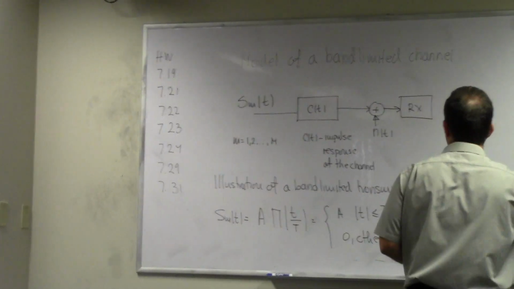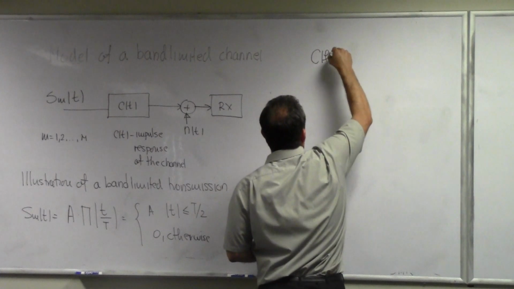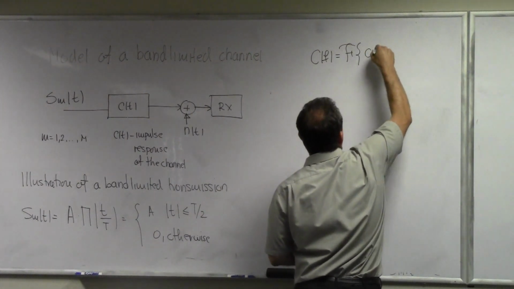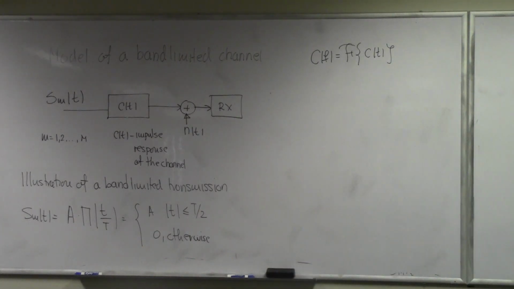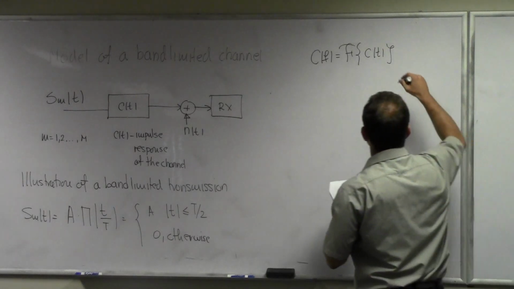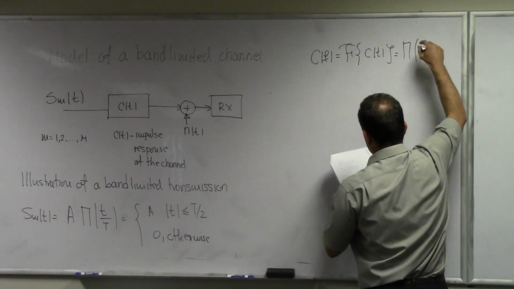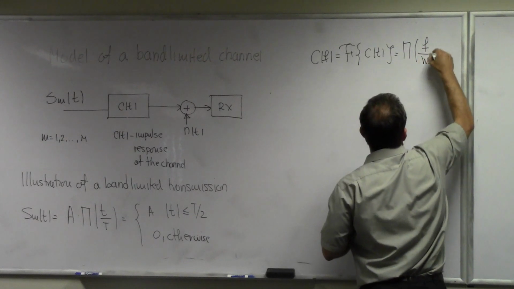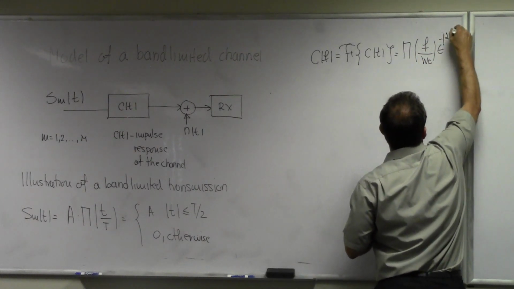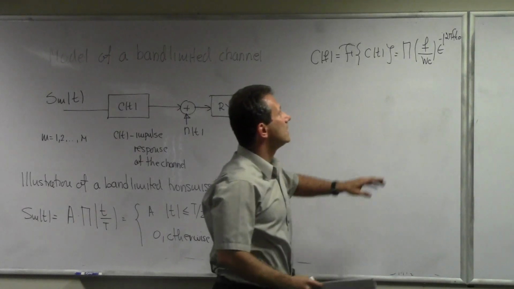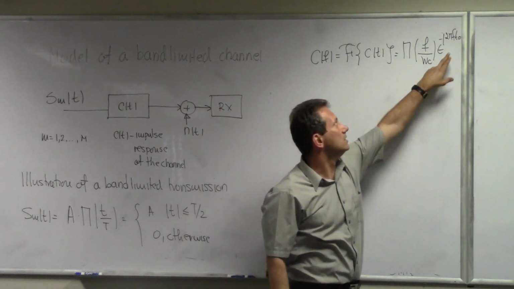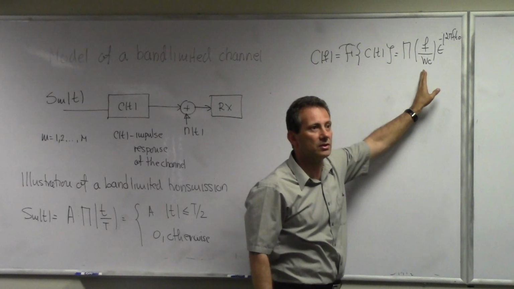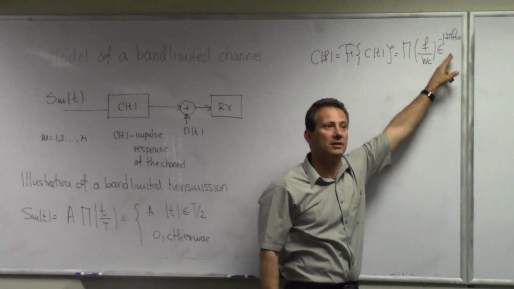Now, I'm going to say that C(f), which is my Fourier transform of c(t), if c(t) is an impulse response, what is C(f)? The frequency response of the channel, the associated frequency response. And I'm going to say that this is equal to Π(f/W_c) e^(-j2πft_0). So it is an ideal low-pass filter, right? It has a bandwidth of W_c, and it has a delay of t_0. It has a constant magnitude, and it has a linear phase.